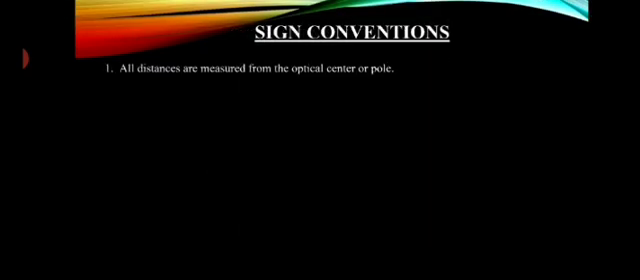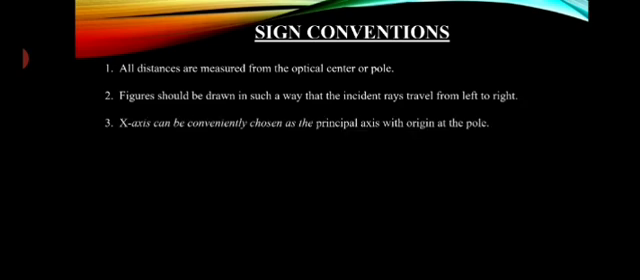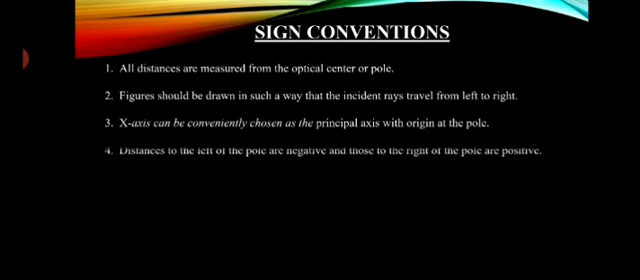Let me consider again the sign convention, which states that all the distances are measured from the optical center, and figures should be drawn in such a way that the incident ray travels from left to right. As I said, the object must be placed towards the left side of the lens, so the light will pass from the left side to the right side. Next, the x-axis can be conveniently chosen as the principal axis. The principal axis is chosen as the x-axis. Next, the distances to the left of the pole are negative and those to the right of the pole are positive.